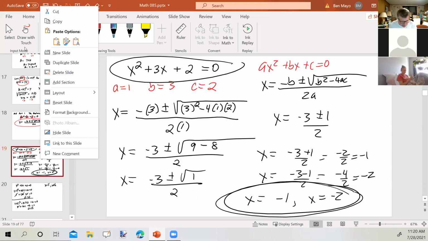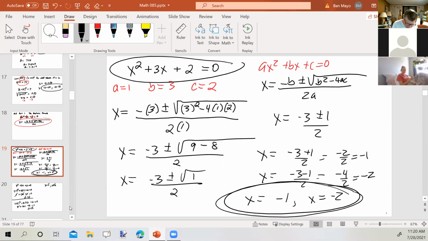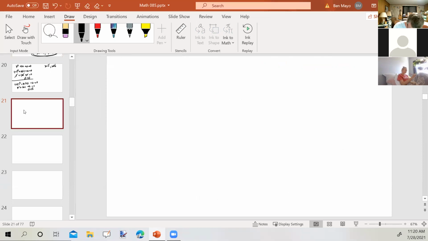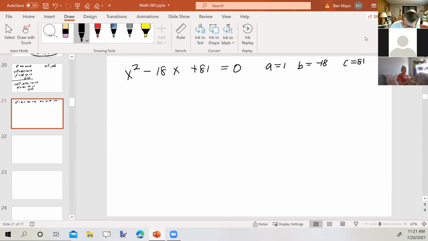Okay, so let's continue to do examples of solving second-degree equations using the quadratic formula. Here we have x squared minus 18x plus 81 equals 0. This is in standard form. So we have a equals 1, b equals -18, and c equals 81. So there's that implied 1, -18 and 81.